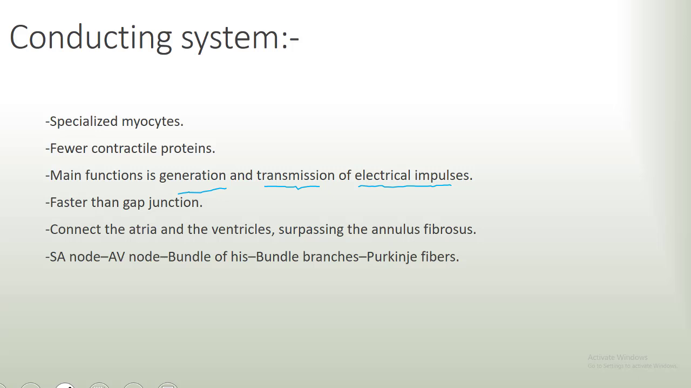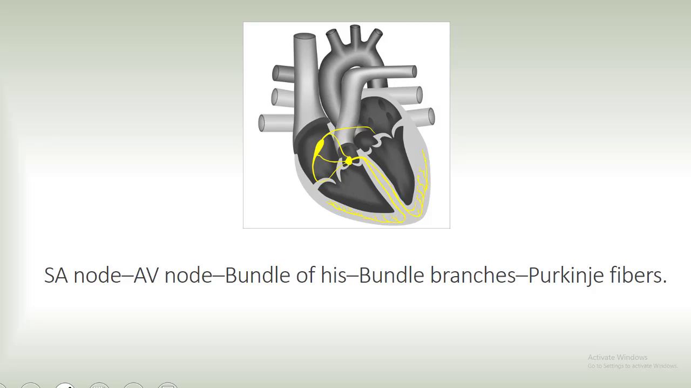This cardiac conducting system connects the atria with the ventricles, and it coordinates the activity between them, thereby bypassing the annulus fibrosus and this electrical insulation. So the only way that electrical impulses pass from the atria to the ventricles is through this conducting system. It is composed mainly of the SA node, the AV node, the bundle of His, the bundle branches, the right and the left bundle branches, and then the Purkinje fibers. So this is demonstrated right here, the heart conducting system.